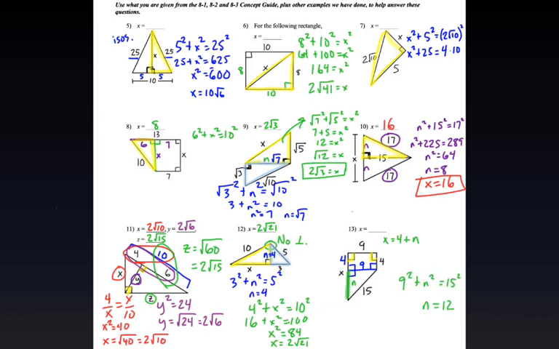Now I can just say 9 squared, leg squared, plus n squared equals 15 squared, and solve and get that n is equal to 12. When you solve this, you should get n is equal to 12. So then x is equal to 4 plus 12, which is 16. That one was a little bit more tricky maybe than 8, but the same process here. We've got to solve for the smaller triangle before being able to add those pieces together.